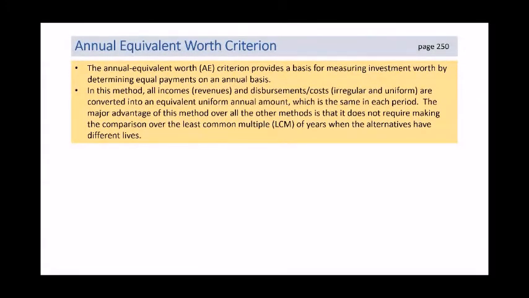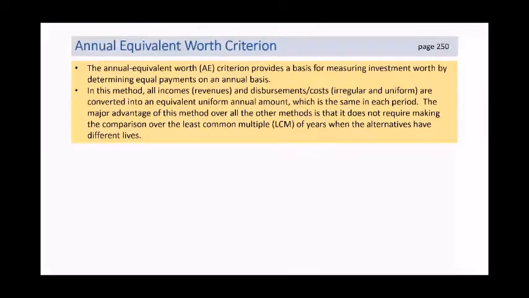Okay, so another tool that we can use is the annual equivalent worth criterion. Actually, this is supposed to be included in the next topic, the annual cost analysis. Okay, but since this is from the book, in page 250, you can see the annual equivalent worth criterion. So what is this AE criterion? It says here, it provides a basis for measuring the investment worth by determining equal payments on an annual basis.